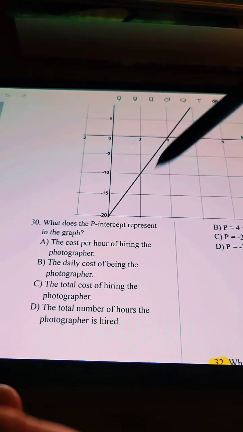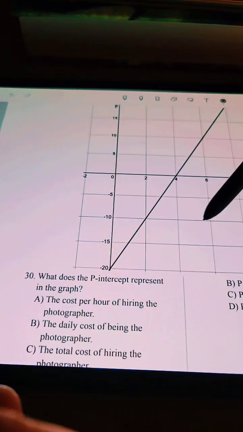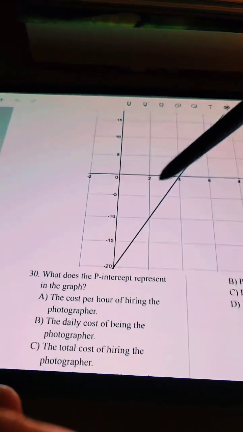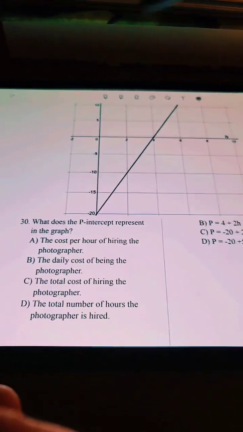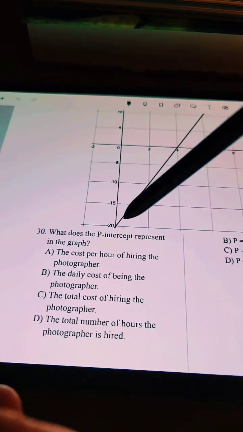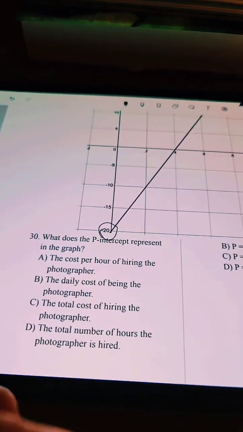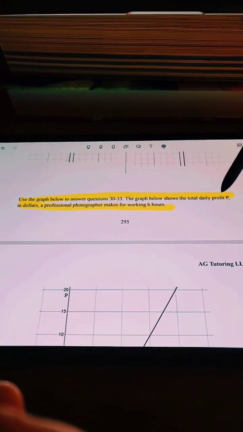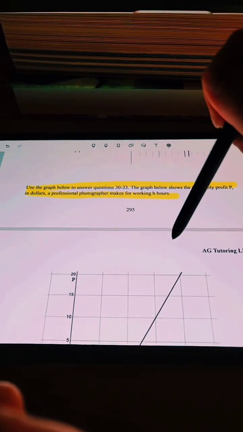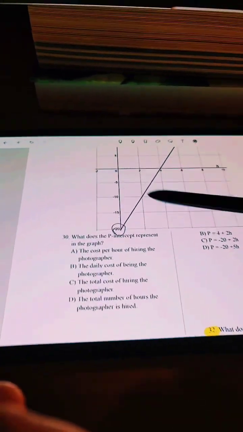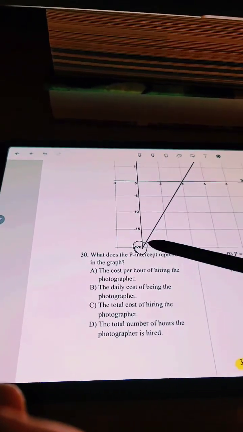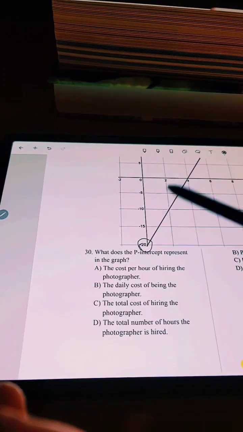Okay. So, what does the p-intercept represent? So, let's see. This is the photographer. So, p-intercept is like the y-intercept. Okay, so I see what you're talking about. You're talking about this one right here. Okay, so the y-intercept or p-intercept is -20, and this is the total daily profit in dollars. Okay, so that's going to be the axis that represents the total daily profit in dollars.